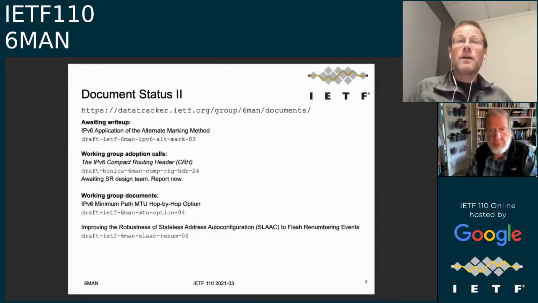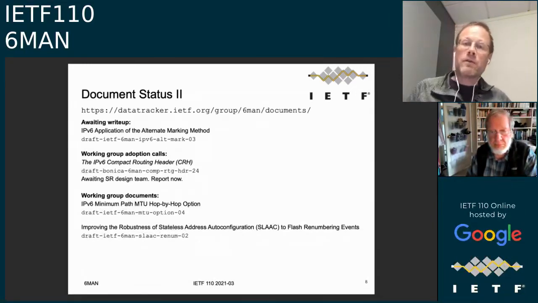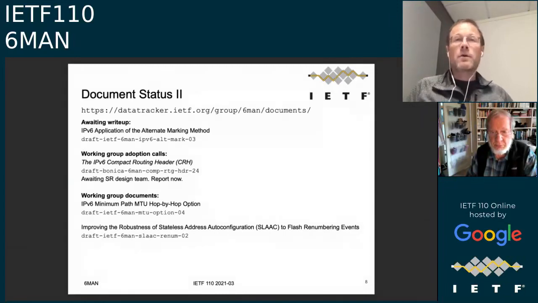The IPv6 application of the alternate marking method is on the agenda for today. It's just going through the last call comments, and it's on the chairs to do the write-up and advance that document to the IESG. The compact routing header document is still awaiting the SR design team. We have a talk on that just following now.